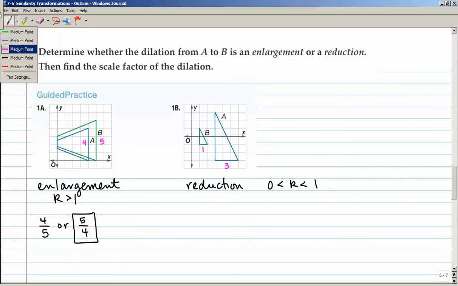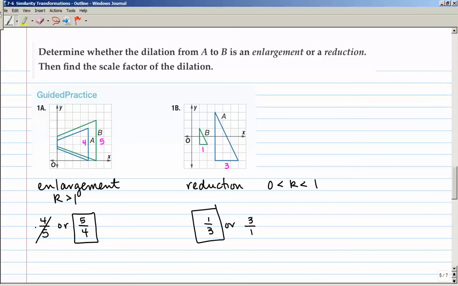So using those two numbers, I could write two fractions. I could either say 1 over 3, or I could say 3 over 1. But since this has to be a reduction, K has to be between 0 and 1, and 1/3 is less. In fact, I'm just going to cross those out so you don't get confused. So this is a reduction with a scale factor of 1/3.